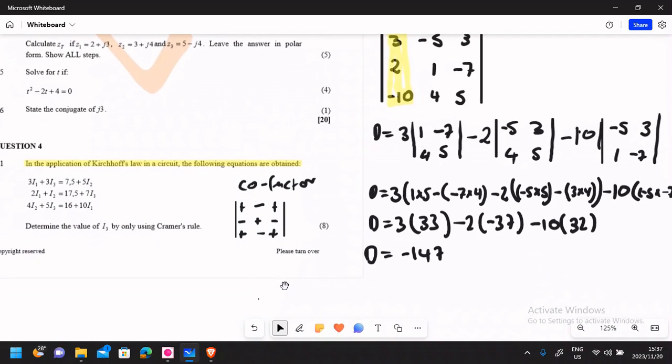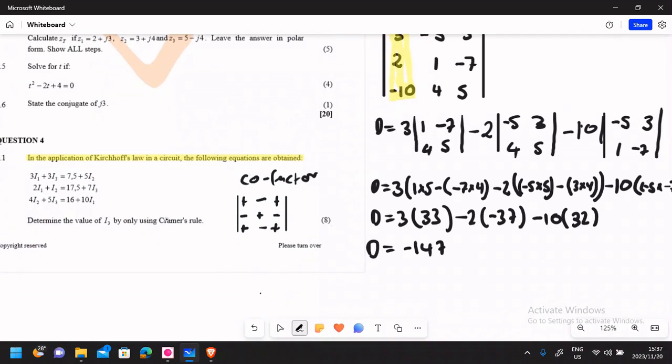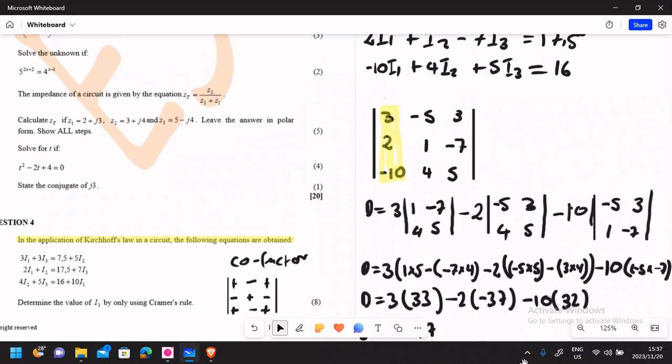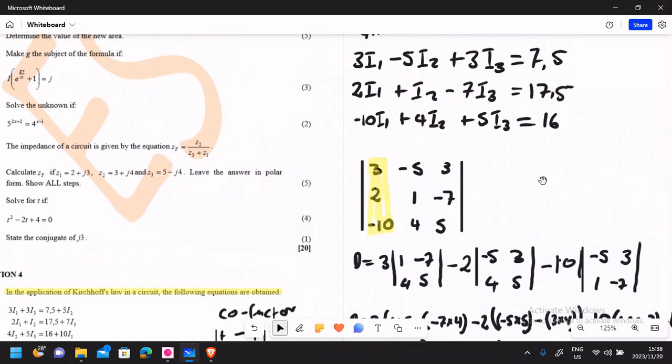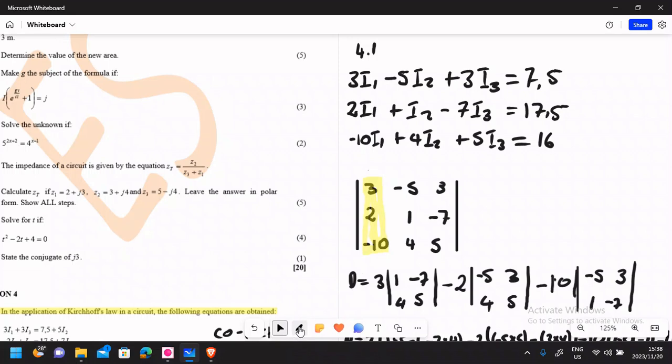Okay, now in order for us to continue, let me just open the space here. In order for us to find the determinant for I3, remember we need to find the determinant for I3. So what's gonna happen, guys? Let's go back on top here. Just go back. I want to explain something. In order for us to find the determinant for I3, I want to show you something.